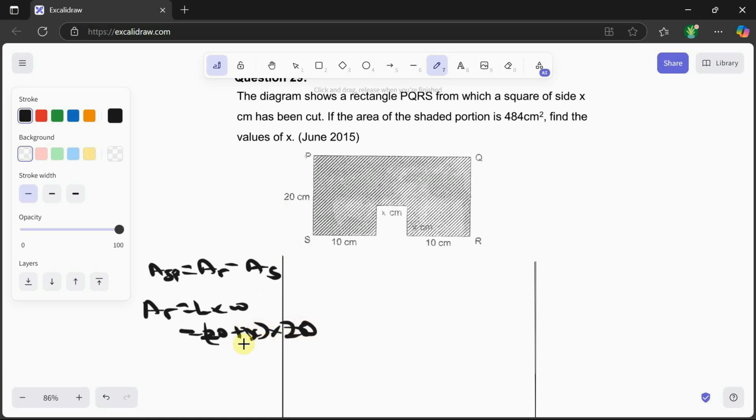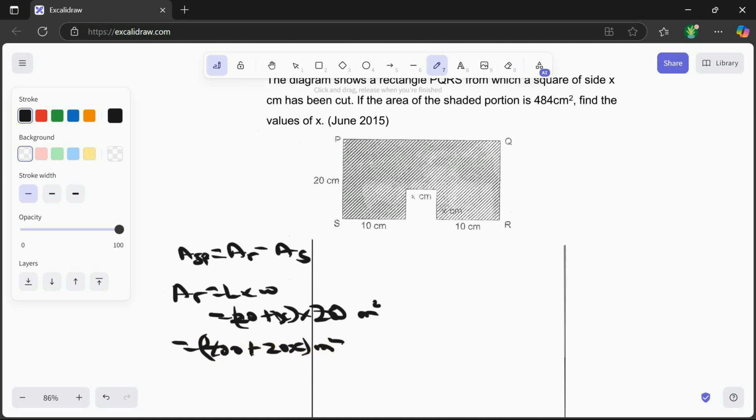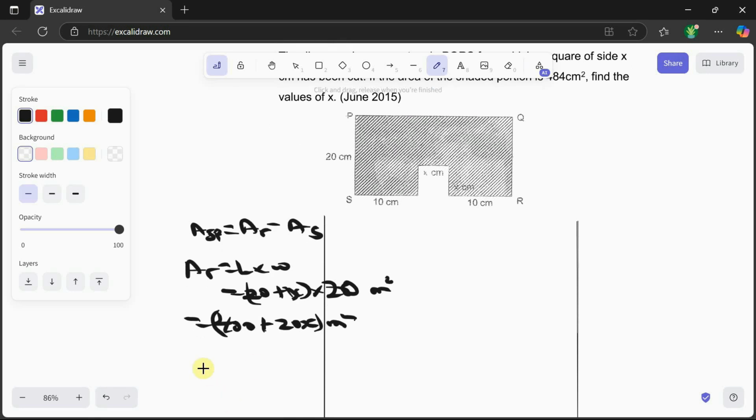So 20 plus x multiplying 20 meters squared. Right, so if I open that, it will be 400 plus 20x brackets meters squared. That's the area of the rectangle. So the area of the square is x squared, right? Because x times x, or side squared. So we have these two.